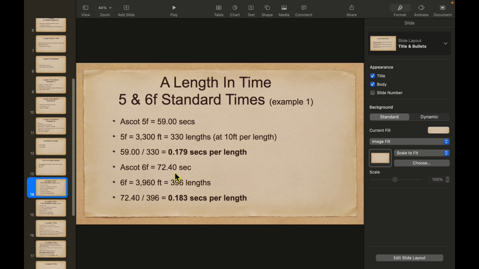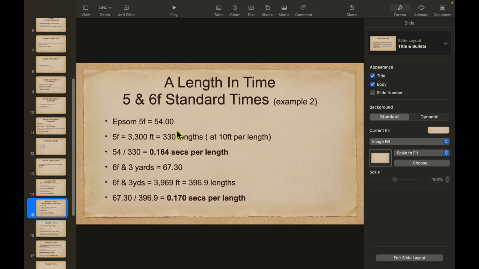At 6 furlongs, it's 72.40 seconds is the standard time. We convert the furlongs into feet. We knock the 0 off, or just divide it by 10, whichever way, but it comes to 396 lengths. We divide the time by the number of lengths, and we get 0.183 seconds per length. So at different distances, a length is slightly different, of course.